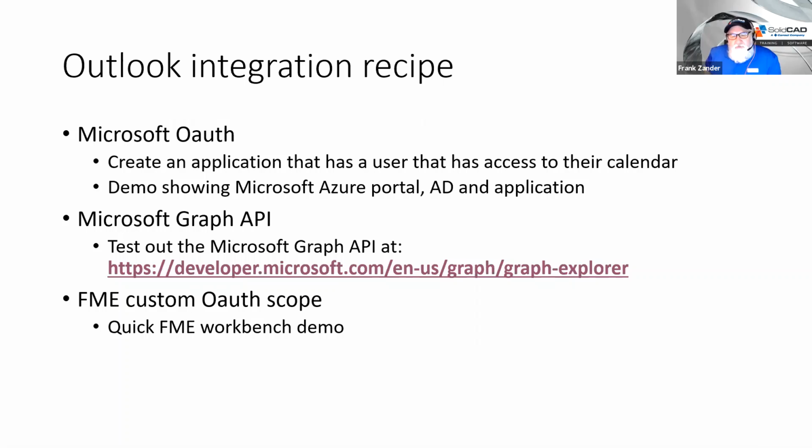Some of the things that we need to bake in here is Microsoft authentication, because the Microsoft OAuth authentication is what allows FME or the application to go and grab that calendar. The other part of grabbing that Outlook calendar is the Microsoft Graph API, which is what we go and read in with FME. And then there's the authorization scope. So let's have a look at what that looks like.